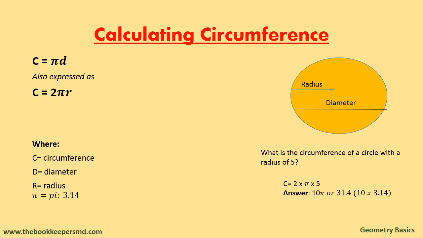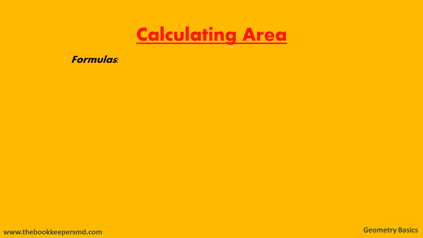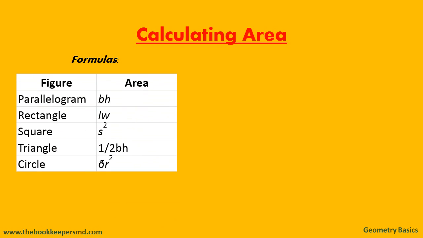Now on to our next topic, calculating area. I've included a chart for calculating area because there are a couple of different approaches. As we see for a parallelogram, it's base times height. Rectangles are length times width. Triangles, as you see, interesting enough, is 1/2 of base times height.